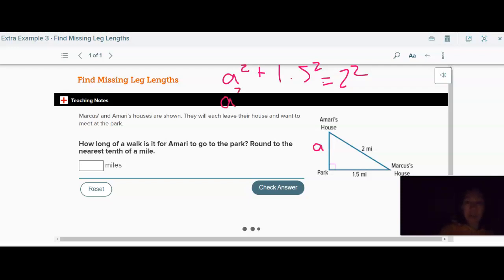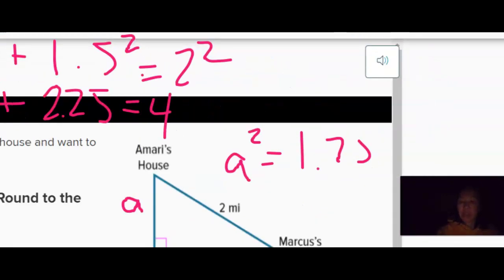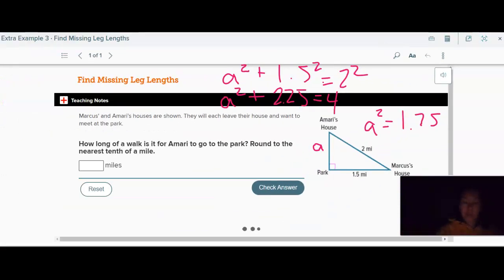So we would have a squared plus 1.5 squared, which is 2.25, equals 2 squared, and I think you can do 2 squared in your head, hopefully. And so we get a squared equals 1.75 if we subtract from both sides here. And then you just square root it. If it doesn't end up being a perfect square, then you can just leave your answer.